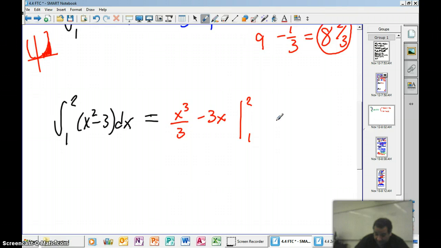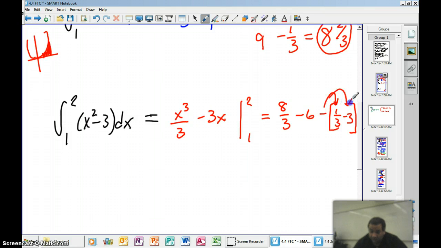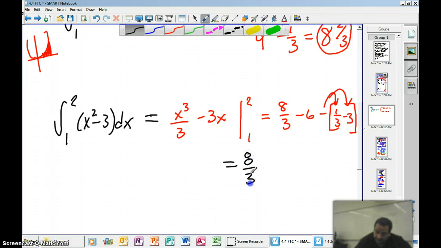So now we're going to put 2 in, and I'm going to get 2 to the 3rd is 8/3 minus 6, then minus, look at this. Here I go with brackets. Because this was the first one when I put 2 in. Now I'm going to put 1 in. It's going to be 1/3, and it's going to be minus 3. So when that minus distributes, I told you this is where all the errors happen, you're going to get 8/3 minus 6, then it's minus 1/3, then it's plus 3.